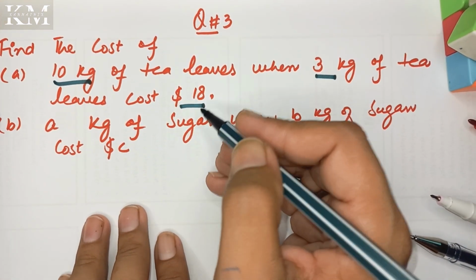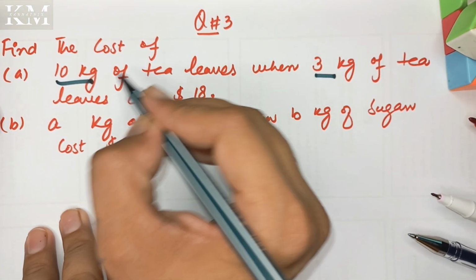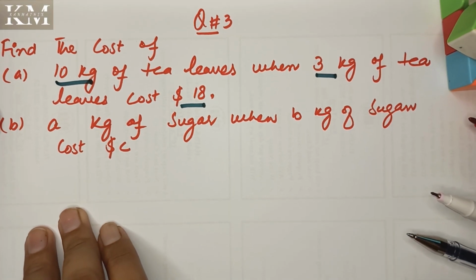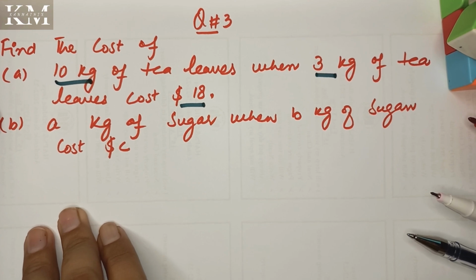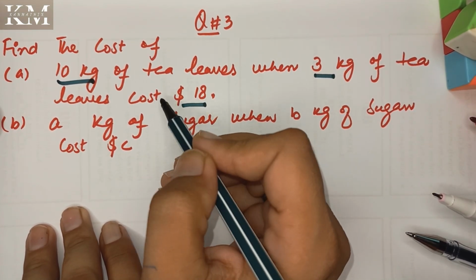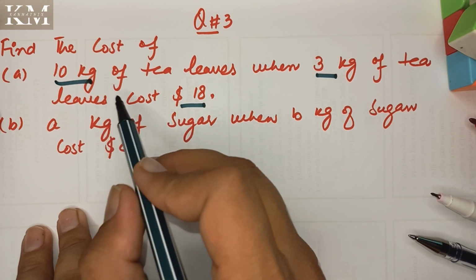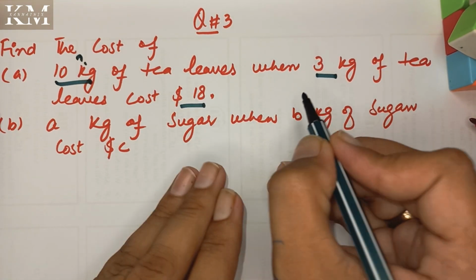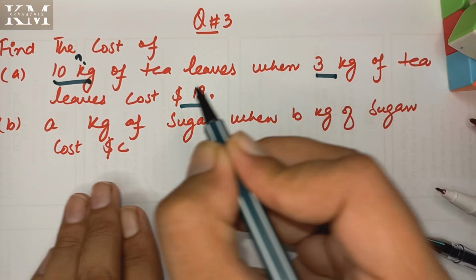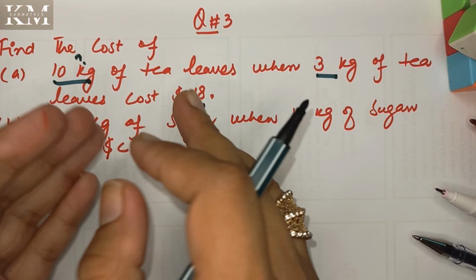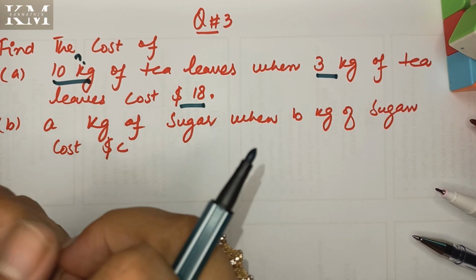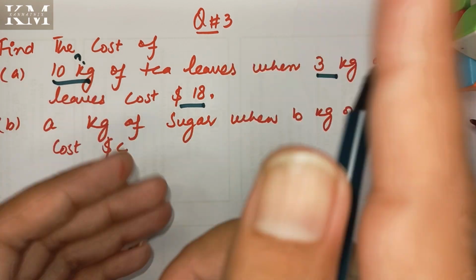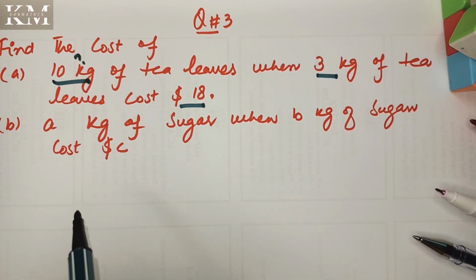Question number 3. Find the cost of 10 kg of tea leaves when 3 kg of tea leaves cost $18. Dear students, you have to find the cost of 10 kg of tea leaves, and the information given to you is that 3 kg of tea leaves cost $18. Students, question number 3 is similar to question number 1, so you can also check question number 1. The link should be showing to you.